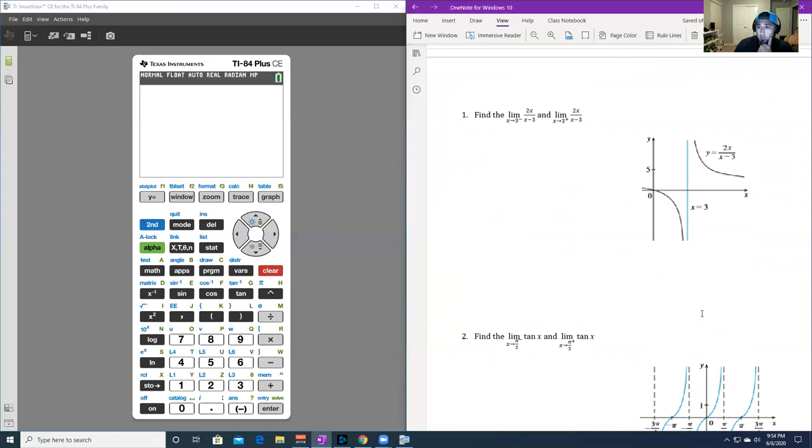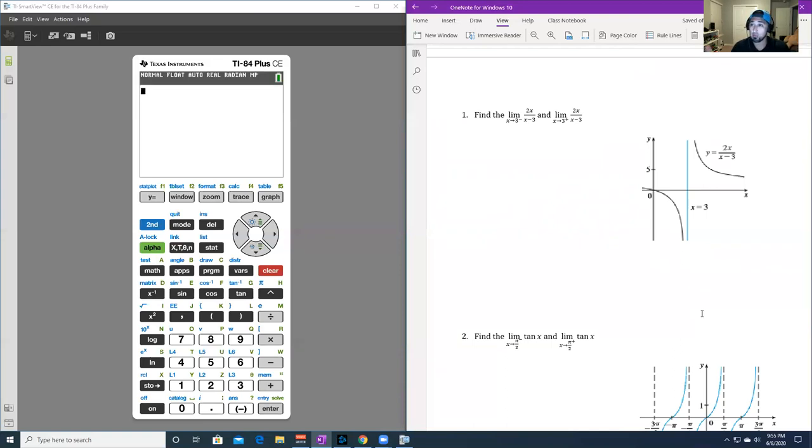Okay. So number one, of course, the graph is on the right side showing you, yes, there's a vertical asymptote. And algebraically, we know there's a vertical asymptote. So since we're given 2x over x minus 3, we know the denominator can't be 3. Therefore, there's a vertical asymptote. But that is algebra checked. We want to check it with calculus. We want to check it with limits. So find the limit as x approaches 3 from the left of 2x over x minus 3, and find the limit as x approaches 3 from the right of 2x over x minus 3.